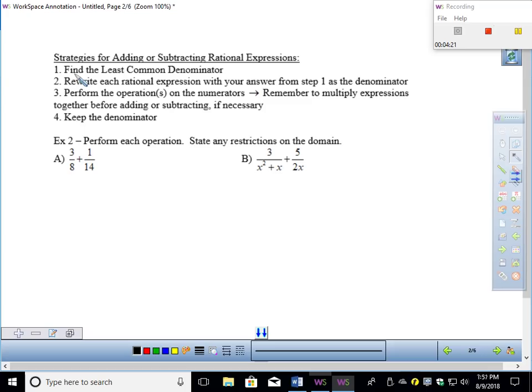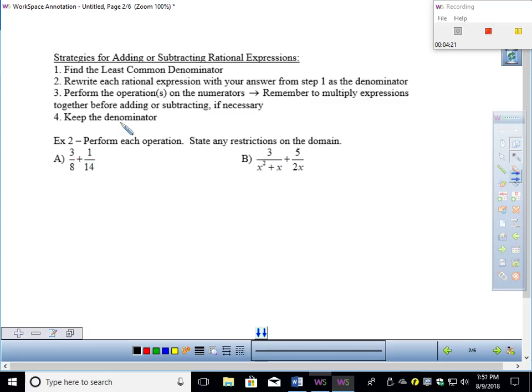Number 2, rewrite each rational expression with your answer from step 1 as the denominator. Yeah, so we come up with our common denominator. Number 3, perform the operation or operations on the numerators. So we're going to simplify the numerators. So remember, multiply before doing any addition and subtraction. So just order of operations does matter. And when we do go ahead and add and subtract fractions, as we do know, we do keep the denominator.